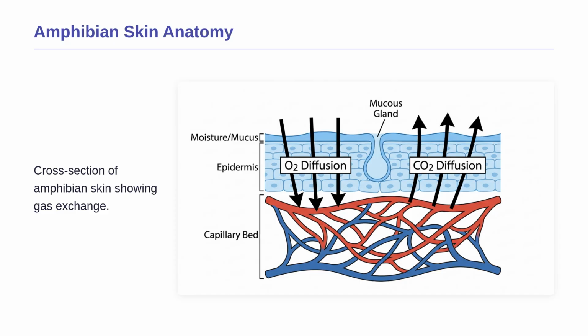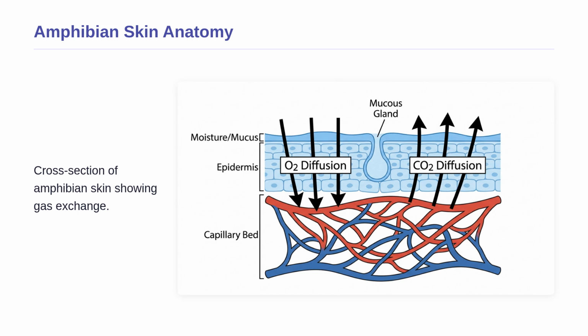Having proven the limits of skin breathing, let us look at the actual anatomy that makes it possible. Here you are seeing a cross-section of amphibian skin. Notice the thin blue layer at the very top? This is the moisture and mucus layer that is absolutely critical for gases to dissolve.